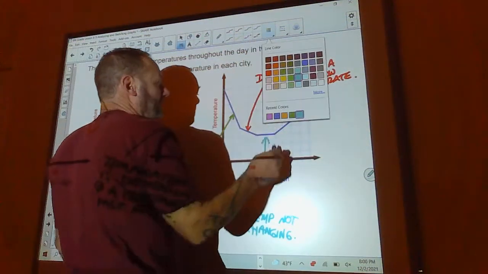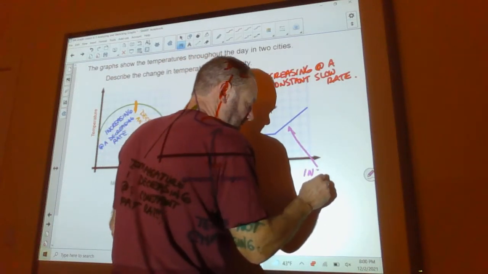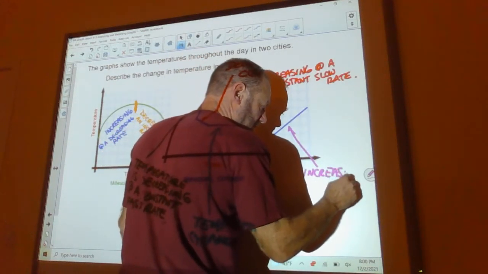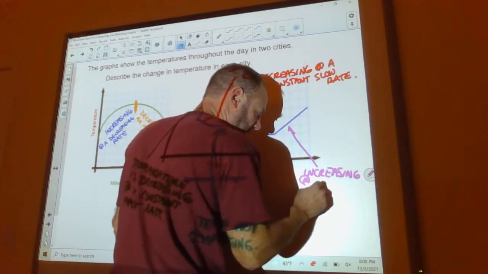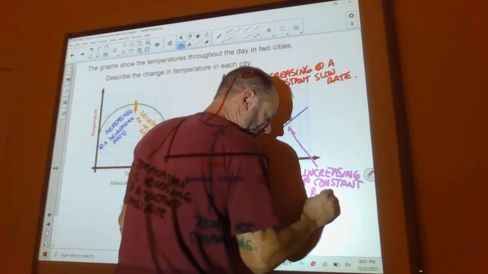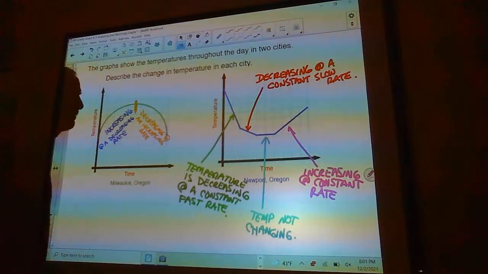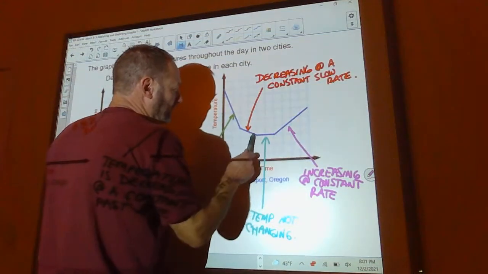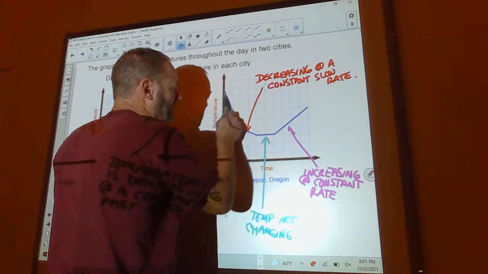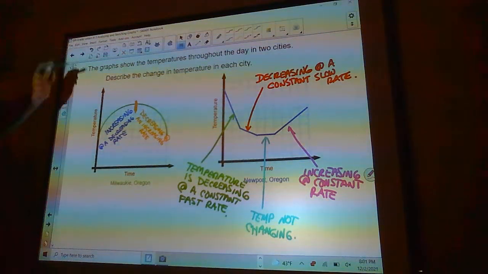And then finally, over here, it's increasing, also at a constant rate. Anytime you see a straight line like that, it's going to be at a constant rate. This one is faster than it was decreasing here, but slower than it was decreasing here. So I can get all that information off those graphs. I don't even have any numbers.